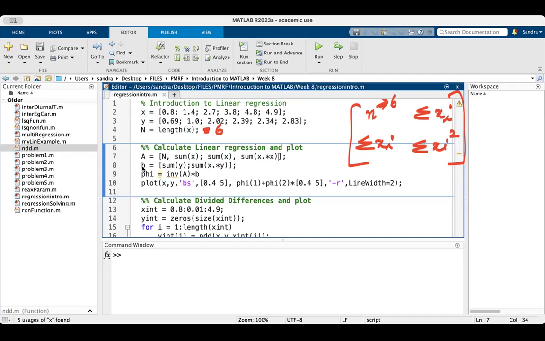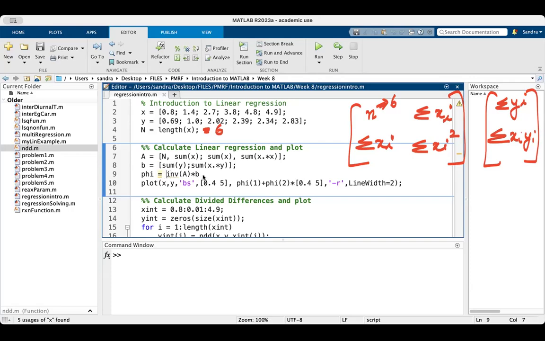Now we need to make the B matrix. Okay, so B matrix is the sum. First value is sigma yi, and the next value is sigma xi yi. Okay, so that's what we write here. So this one is sigma y, and this is sigma xi yi. Now we have made your A matrix and your B matrix. Now your phi is nothing but inverse of A multiplied by B.